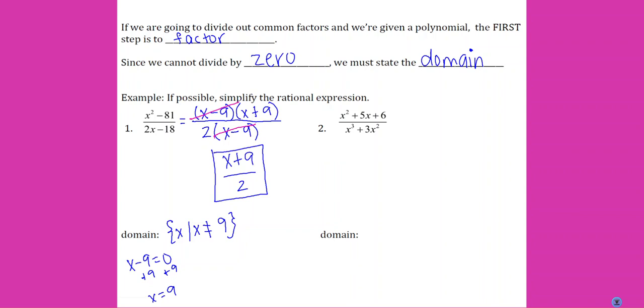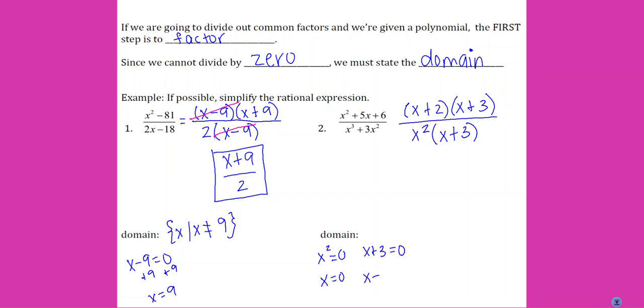So number 2, the factors of x squared plus 5x plus 6 would be x plus 2 times x plus 3. In our denominator, we can factor out a common factor of x squared and be left with x plus 3. So for our domain, if x squared equals 0, we have a problem. That would be if x equals 0. And x plus 3 equals 0, so if we solve that, we'd get x equals negative 3. So our domain would be x such that x does not equal 0 or negative 3.